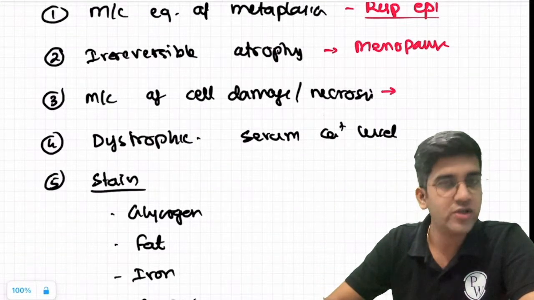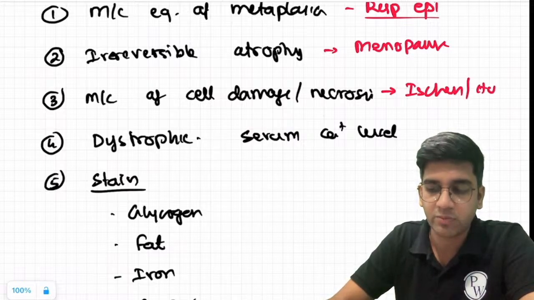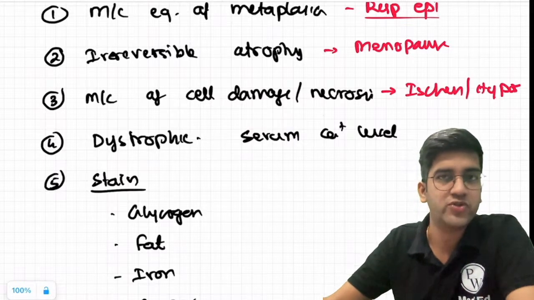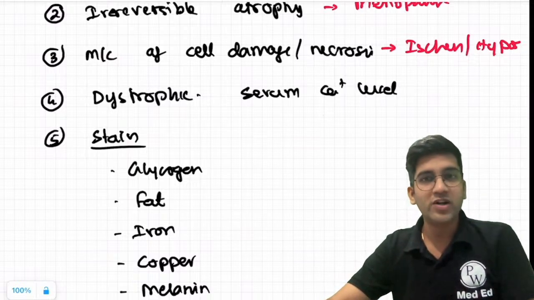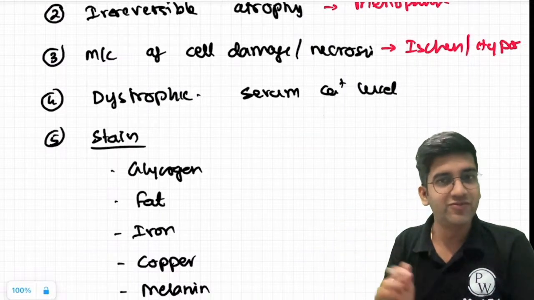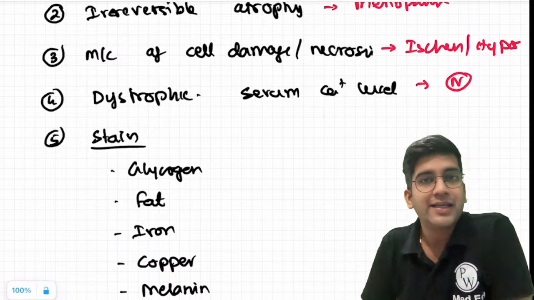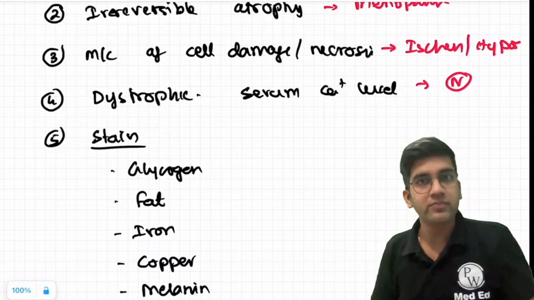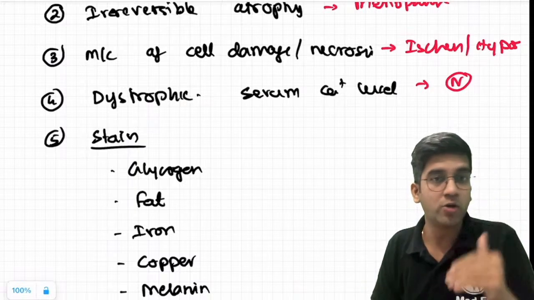Most common cause of cell injury or necrosis, you're right, ischemia or hypoxia. Whatever it is, both are right. Ischemia or hypoxia is the common cause of cell injury. Dystrophic calcification. This is one thing quite a few of you went the wrong way on. It will have a normal serum calcium level. Calcium will never be reduced. In metastatic calcification, due to a change in homeostasis, there is more calcium. Here it is going to be normal calcium.